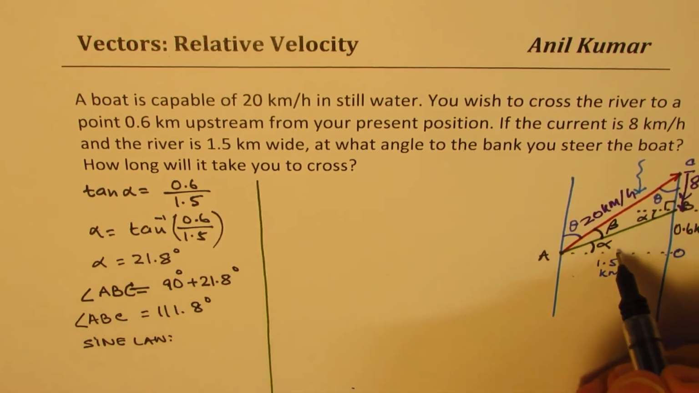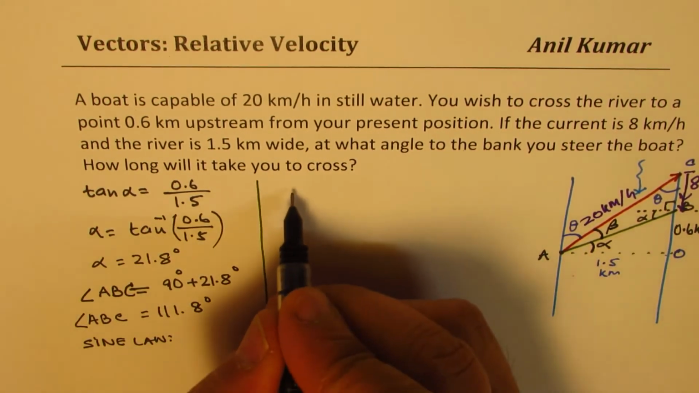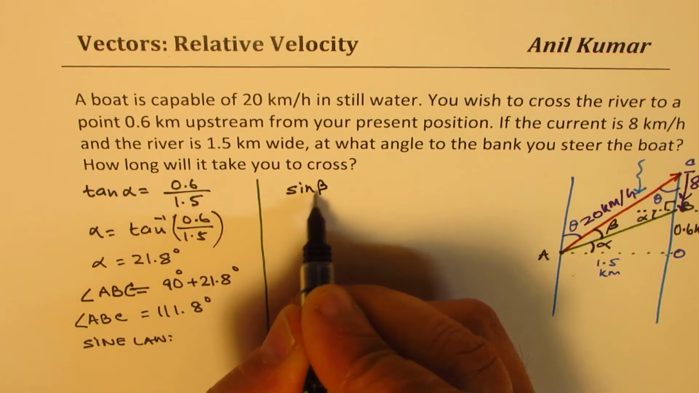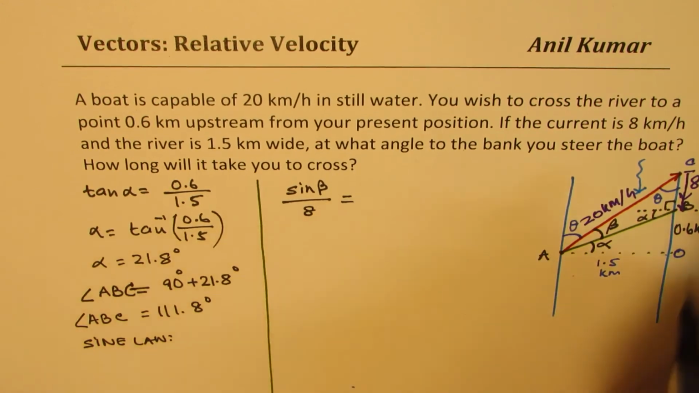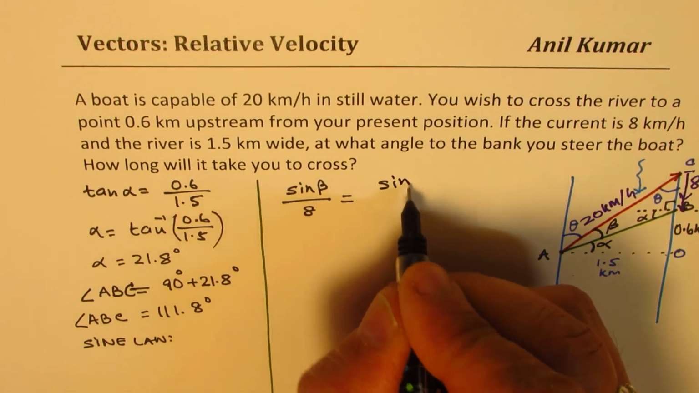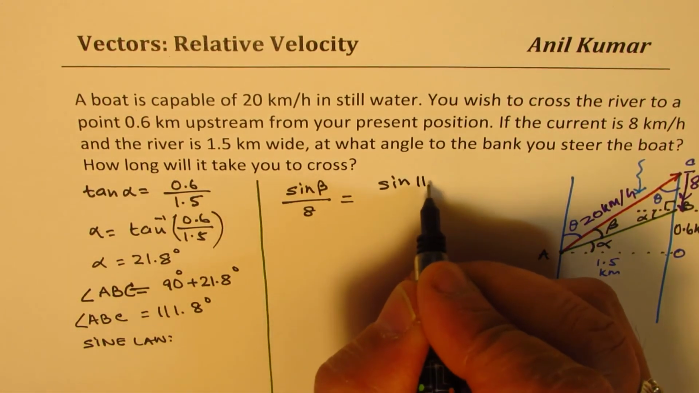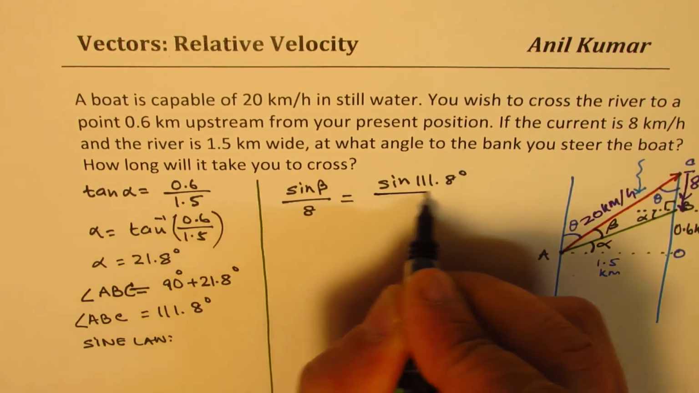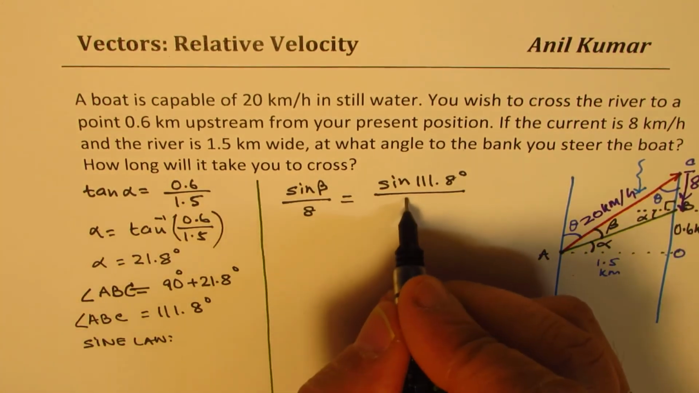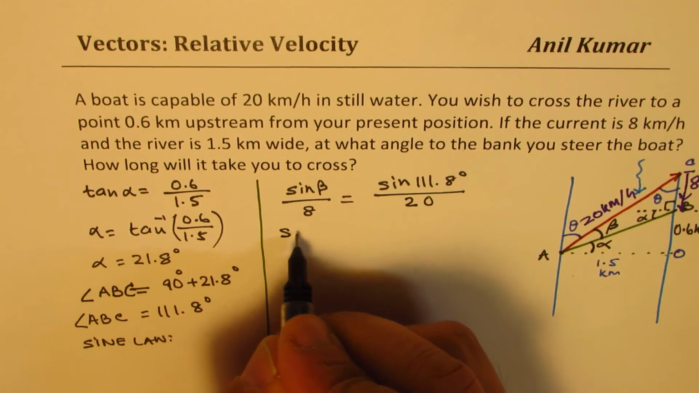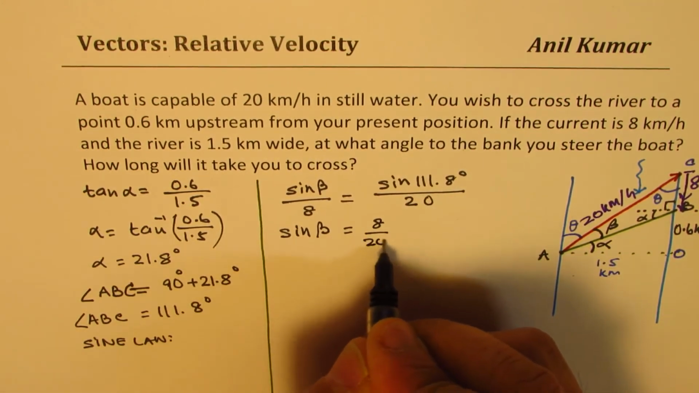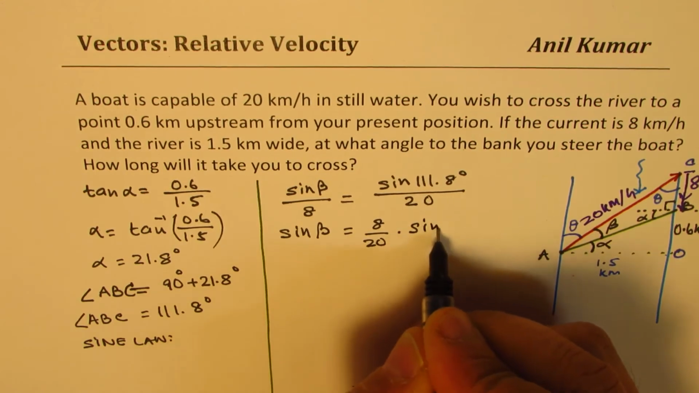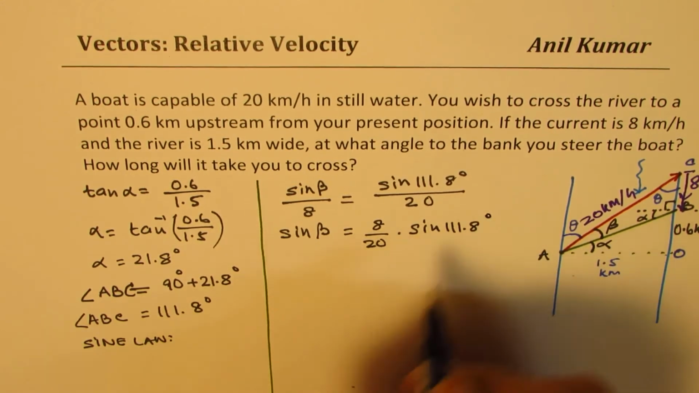Okay, so too many alpha betas. That's fine. So we know sine of beta over the side opposite, which is 8, should be equal to sine of the angle 111.8 degrees over 20 kilometers. Is that clear? So sine of beta will be equal to 8 over 20 times sine of 111.8 degrees.